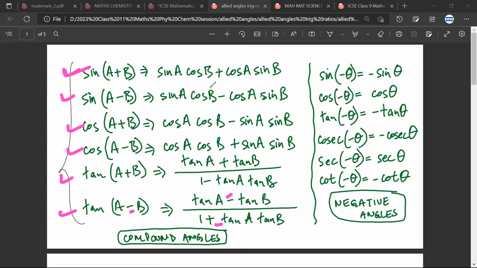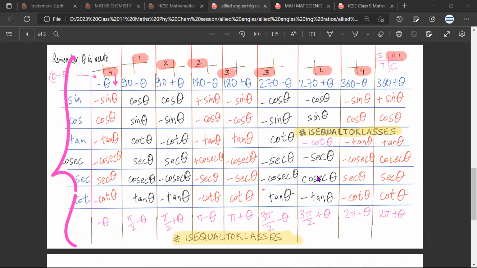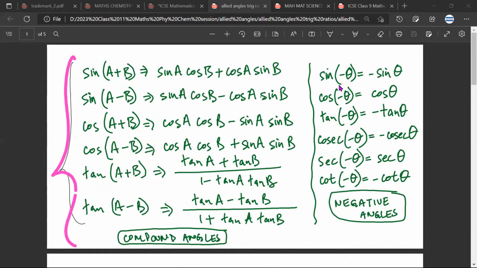Now, these 6 identities we need to cram because in one of the lectures, maybe the next lecture or the one after that, we'll be starting from these 6 identities and then deriving a few results. So these have to be crammed. But right now, why I want to discuss these identities is to tell you how these values of allied angles can be derived.